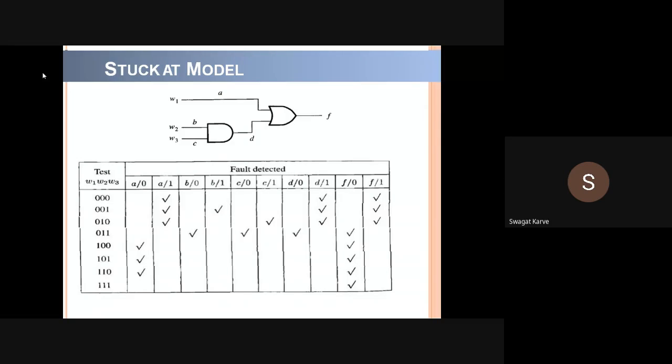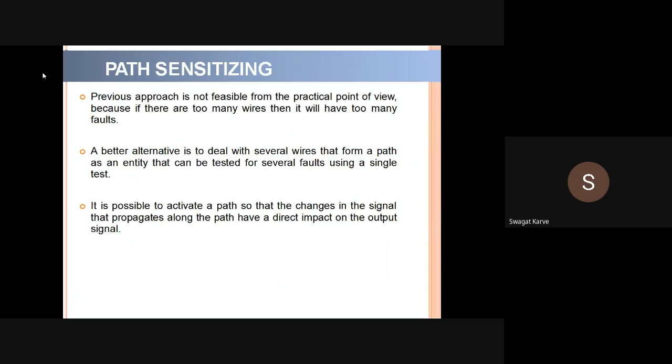So today we will stop here. In tomorrow's lecture, we will discuss this path sensitizing part. This is the second method of combinational logic circuit testing that we will discuss in tomorrow's lecture. Okay, today we will stop here.